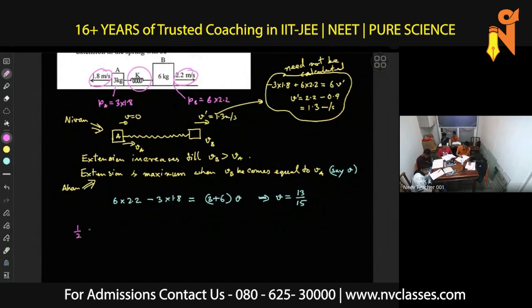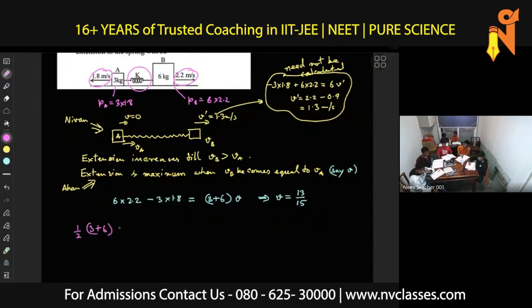Half into 3 into v square, we can take the v square common if you like. Please don't do that, man. Just speak out the whole thing. Half into 3 into... But shouldn't we take 13 by 15 as the velocity? You're saying the final or the initial? We need the extension, right? When VA equals VB. Tell me what you want to say, then we'll write, then we'll debate. Half into what? 3 plus 6 you want to say? Yes, sir.